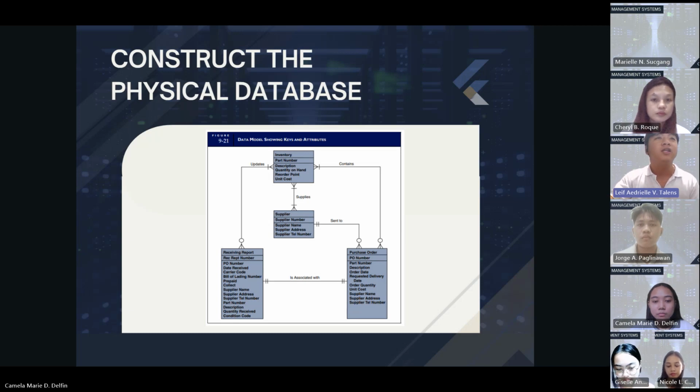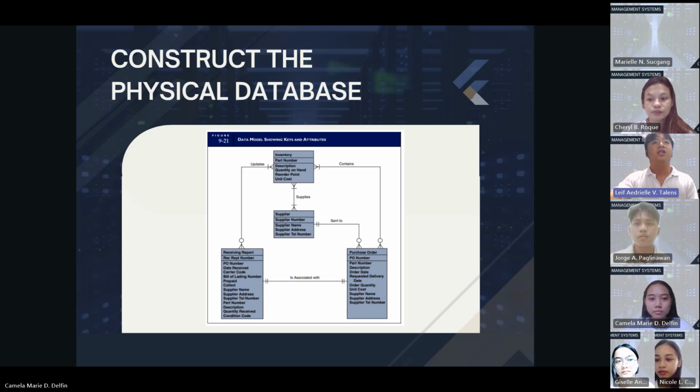The PO item detail table uses a composite primary key of PO number and part number to uniquely identify the order quantity attribute. The PO number component of the composite key provides a link to the purchase order table. The part number element of the key is a link to the inventory table where description and unit cost data reside. The next step is to create the physical tables and populate them with data.